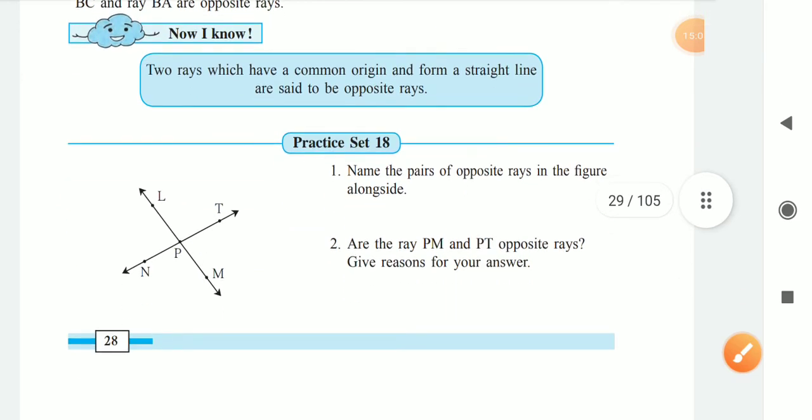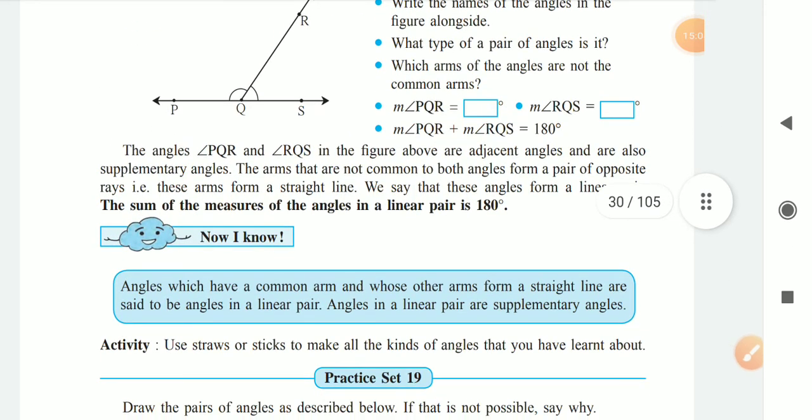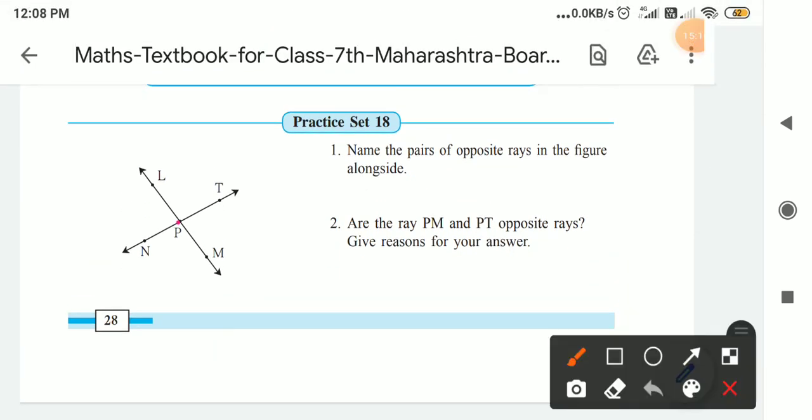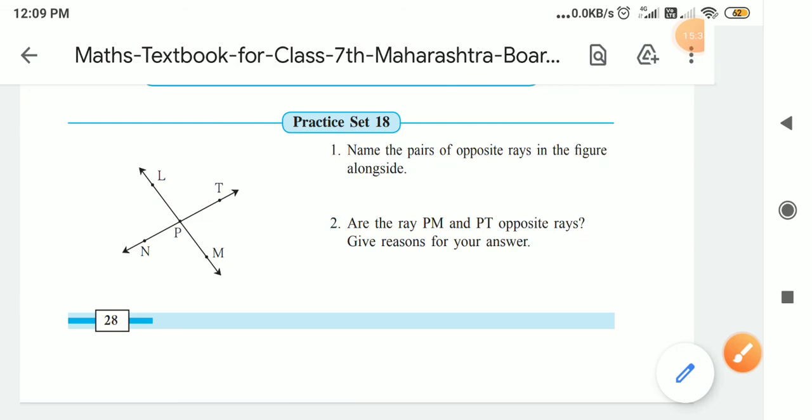So today we are going to stop here. You are going to solve practice set number 18. There are two questions. You have to tell the pairs of opposite rays. So ray PT is opposite ray PN, ray PM is opposite ray PN. Are PM and PT opposite rays? No. Why? Because they form an acute or right angle, not a straight angle. They have the common origin, but they do not lie on a straight line. That's why they are not opposite rays.